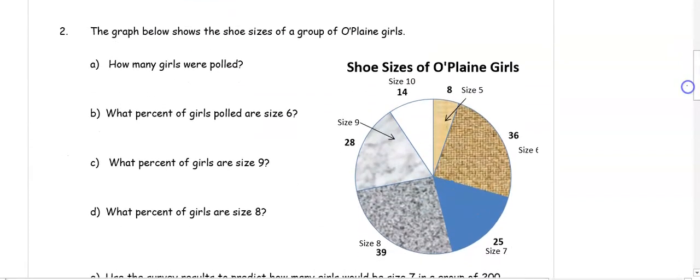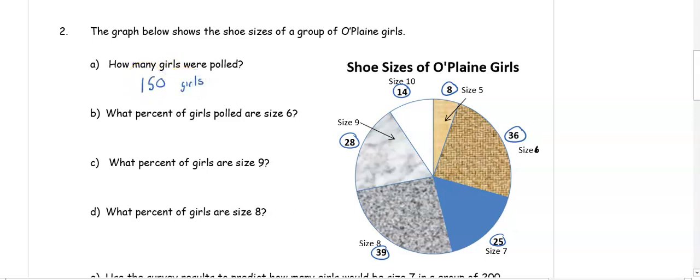So let's look at some problems now. The graph below shows the shoe sizes of a group of girls. So we have shoe sizes going from 5 to 6, 7, 8, 9, and 10, and the numbers represent how many votes for each one. How many girls were polled? We want to take these numbers of the responses and add them together. So when we add 14 plus 8 plus 36 plus 25 plus 39 plus 28, we get 150 girls.